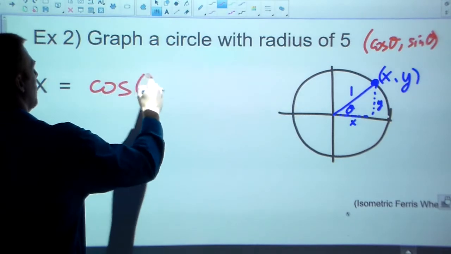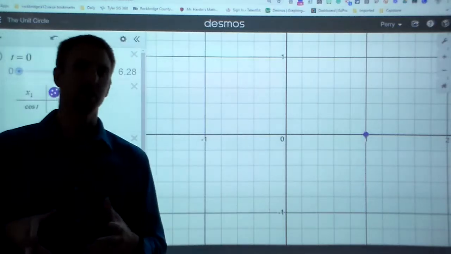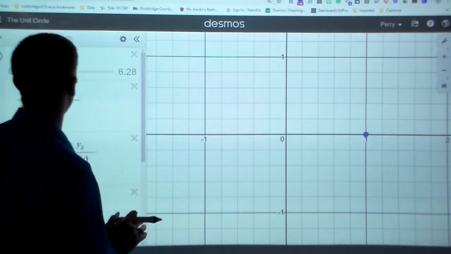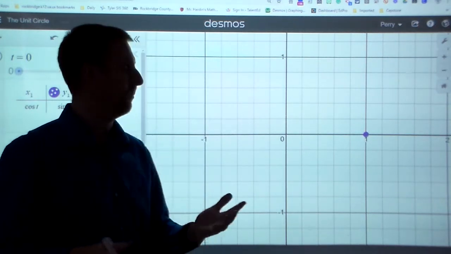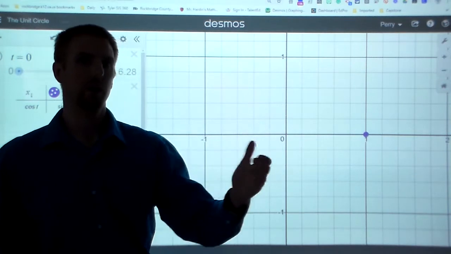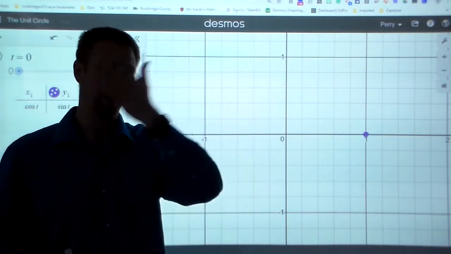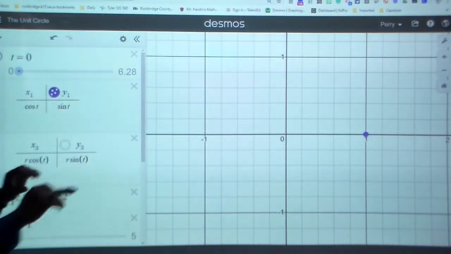So x would be cosine theta, y would be sine theta. This can be done in your calculator just as easily, but I like to do it in Desmos for the animation part of it. This is going to answer a couple of questions we've had from earlier in the year. One being, why do you go counterclockwise when you go around the unit circle? And the other, with similar logic, is why are the quadrants numbered the way they are? So I'm going to put this in motion, because that's what this lets me do.